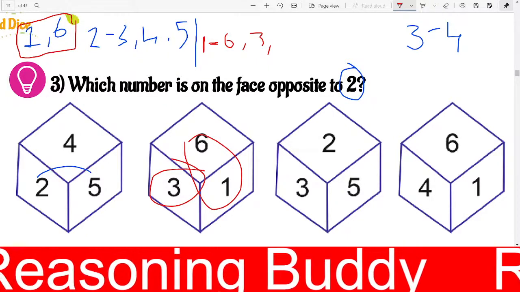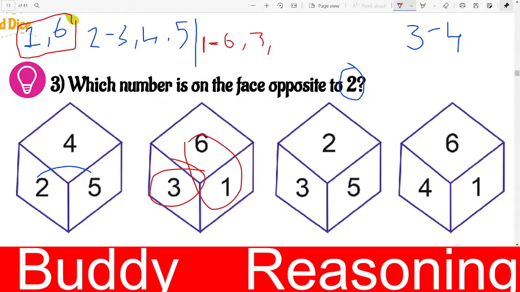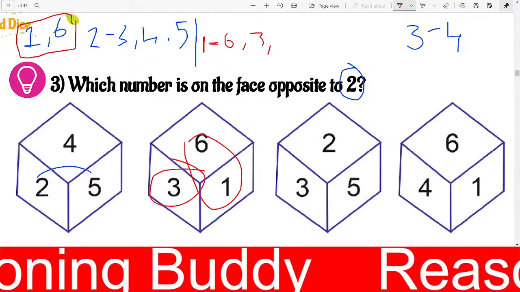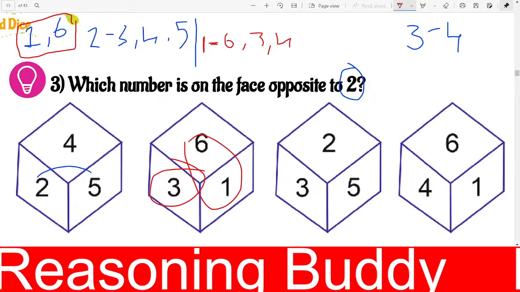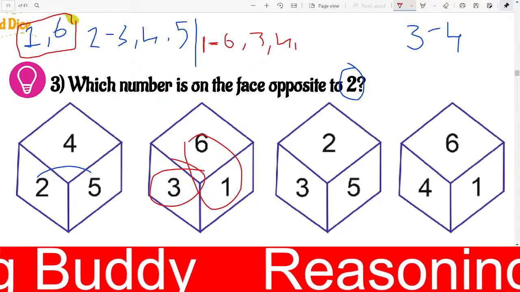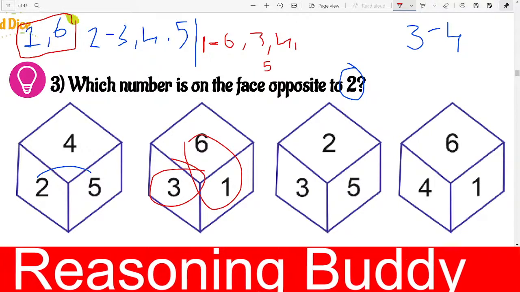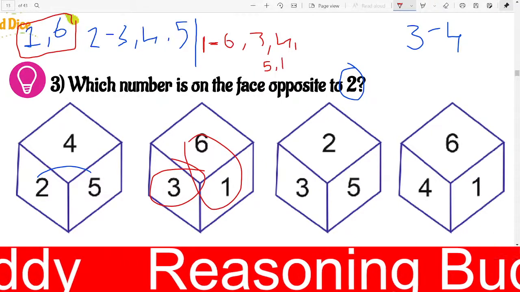And 4 is also not an opposite side. Yeah, that's it. So here we can get 5 and 1. So again we are getting the same two options.